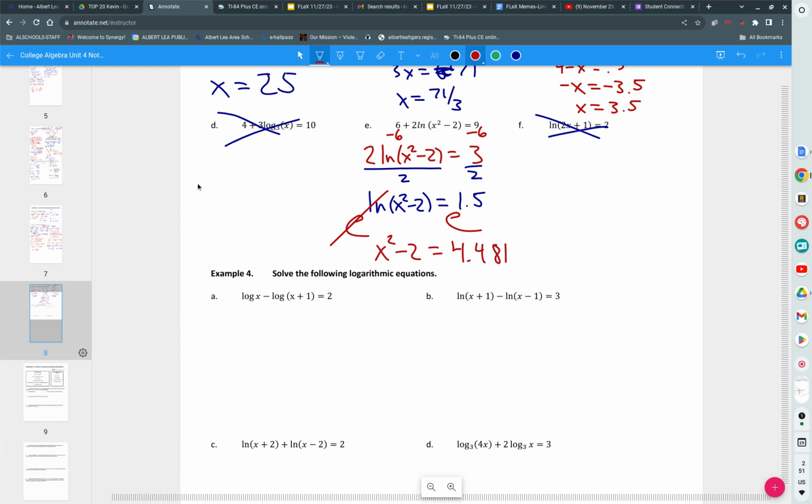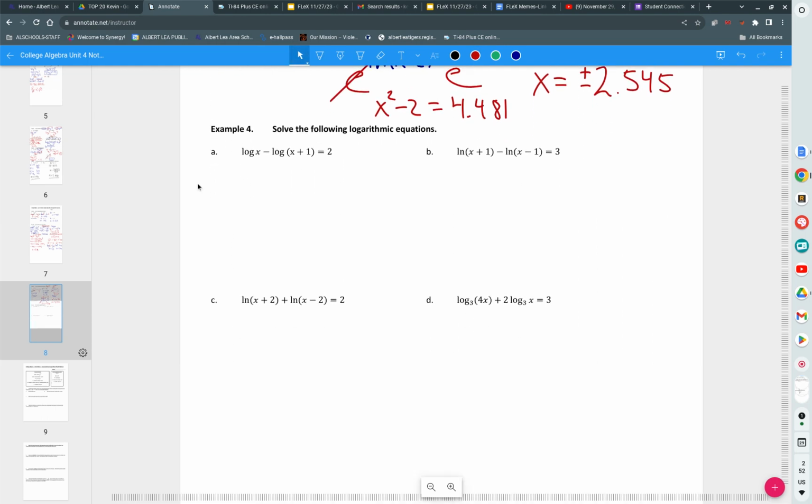Is that my answer? Nope, we add our 2. X squared is equal to 6.481. And then I square root both sides. X is equal to both positive and negative. I think I remember from last hour it's 2.545. Can anybody confirm that? So solving a logarithmic equation is not too bad, right? We'll move on to our last piece.